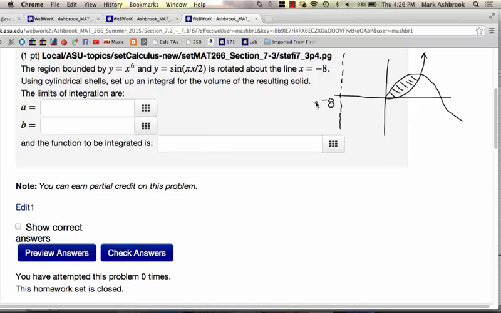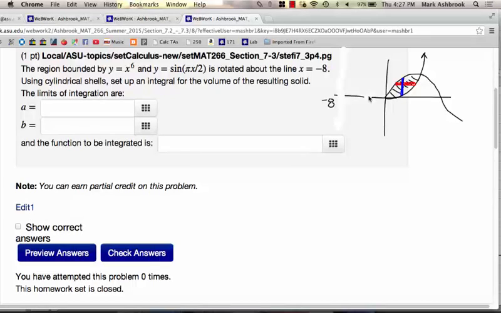Okay, so if we take that and rotate it, will we get shells? Or if we take, say, that and rotate it, will we get shells? Blue or red? Blue gives us shells, red gives us washers. Both are totally legitimate, but they say use shells, and this is the assignment we're practicing, so we're going to use shells to do it.